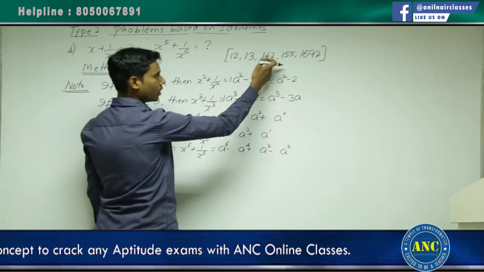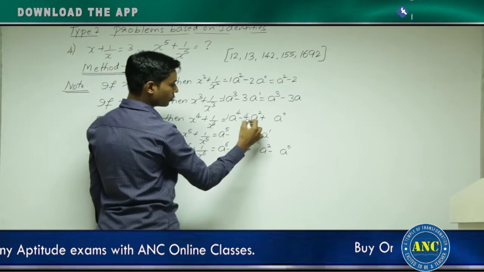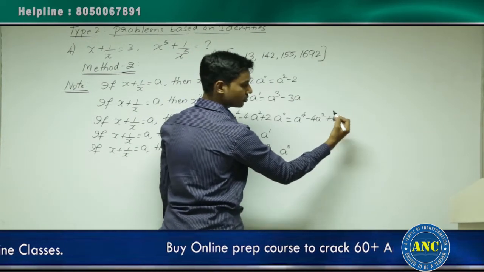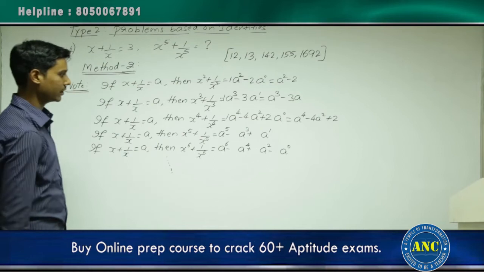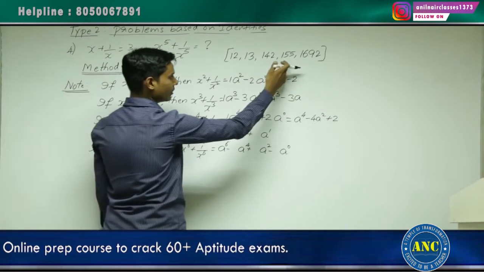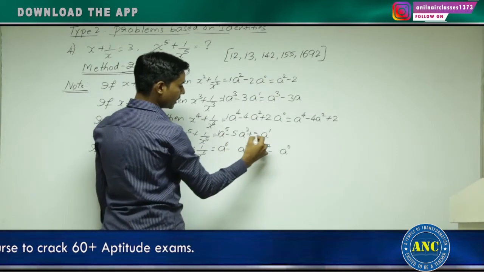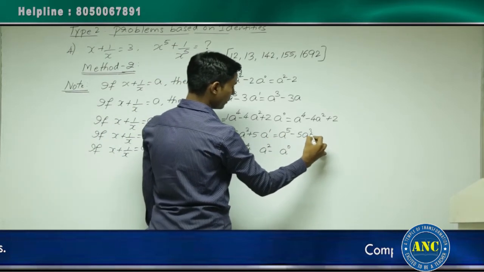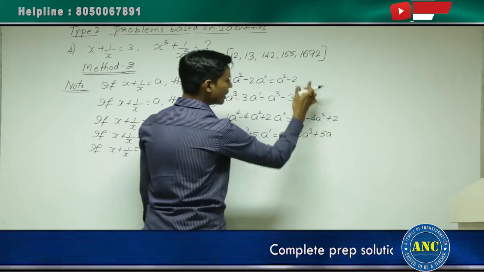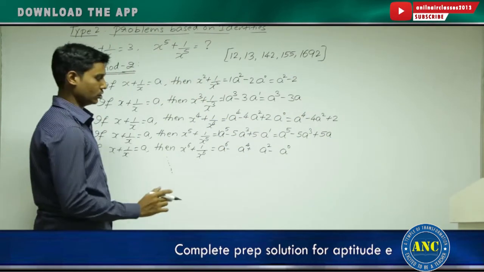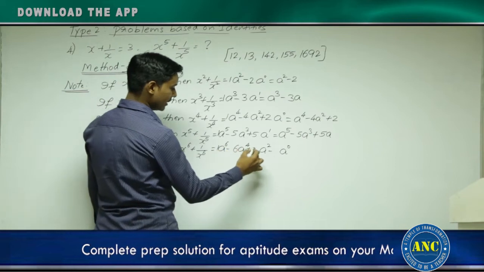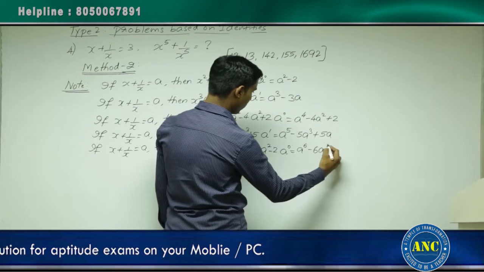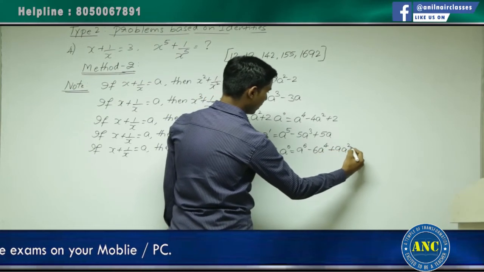Third one is 1, 4, 2. That means this is nothing but a power 4 minus 4a square plus 2. Next is 1, 5, 5. That means this is nothing but a power 5 minus 5a cube plus 5a. Last one is 1, 6, 9, 2. That means this will be a power 6 minus 6a power 4 plus 9a square minus 2.